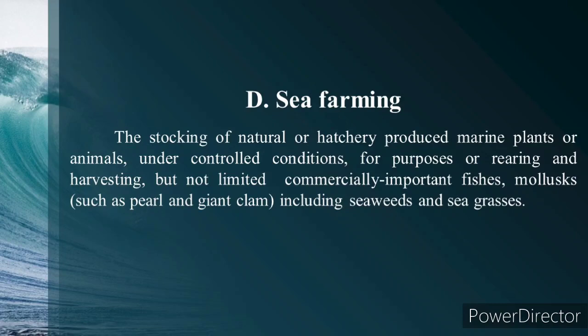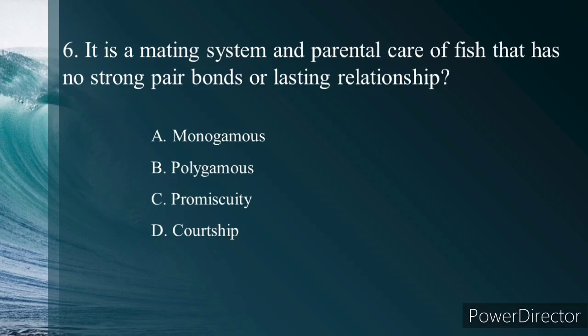Number 6. It is a mating system and parental care of fish that has no strong pair bonds or lasting relationship. A. Monogamous. B. Polygamous. C. Promiscuity. D. Courtship. 1, 2, 3. The answer is C. Promiscuity.